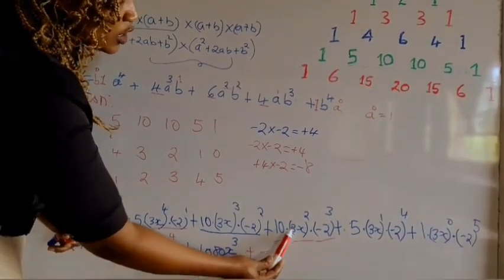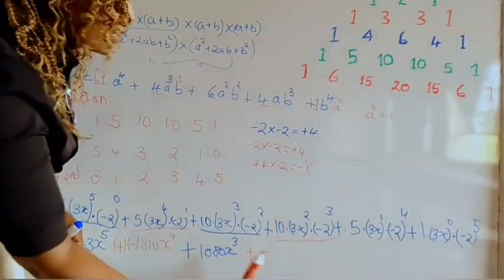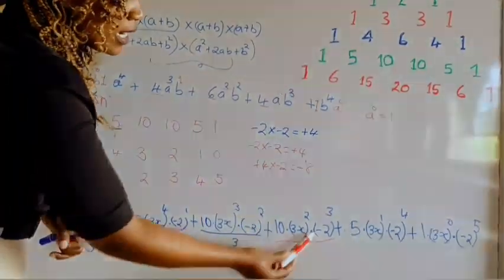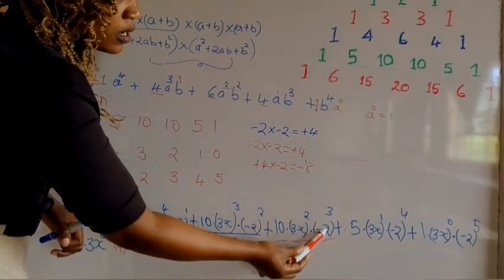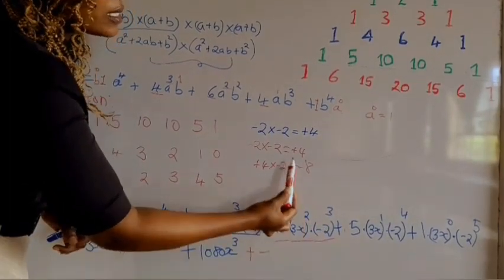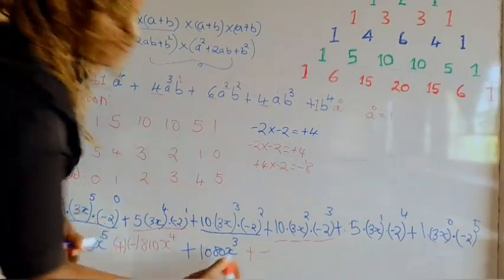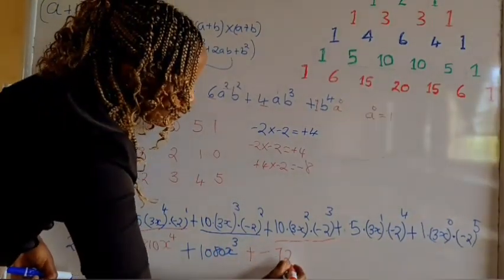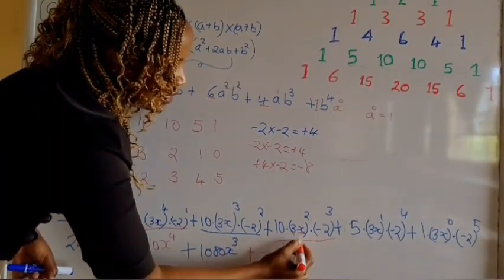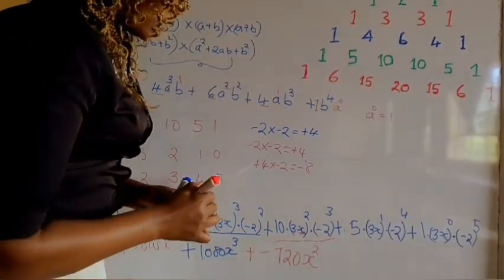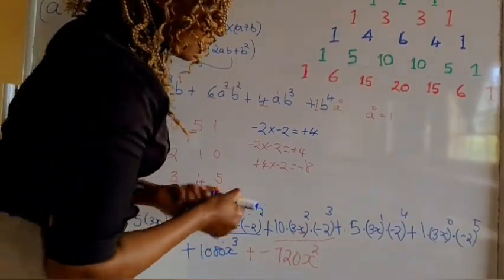So 3 squared is 9. Then 9 times 10 is 90. And remember this one is cube. So it is 90 times 8. What we have? 720, and our x here is squared. Higher, let's look at the other term.